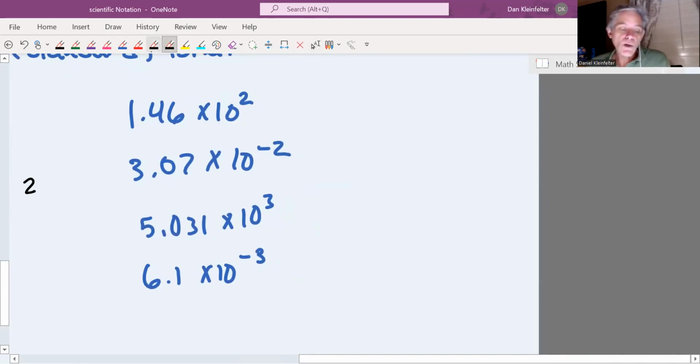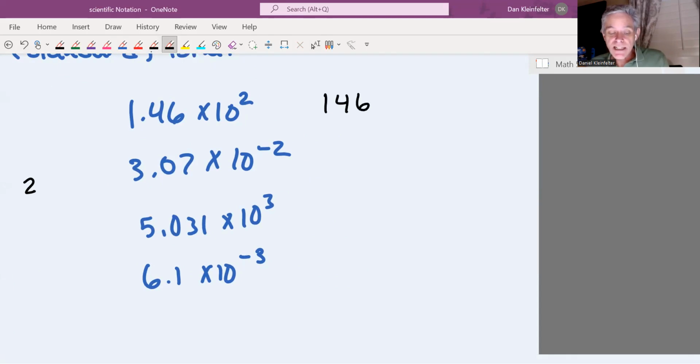Okay, so let's take a look. 1.46 times 10 to the second power. The decimal point was between the 1 and the 4. We're going to move it to the right 2 places. This will give us 146. 3.07 times 10 raised to the minus 2 power. The decimal point is between the 3 and the 0. We're going to move the decimal point to the left by 2 places. So 1, 2, that will give us 0.0307.